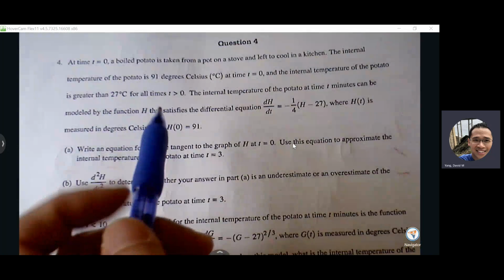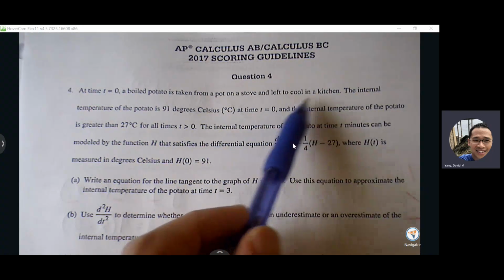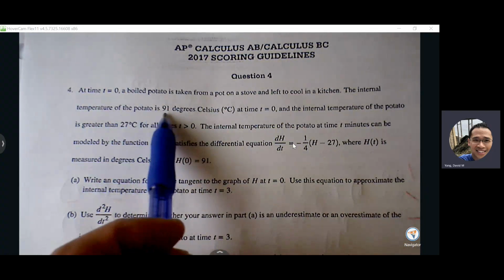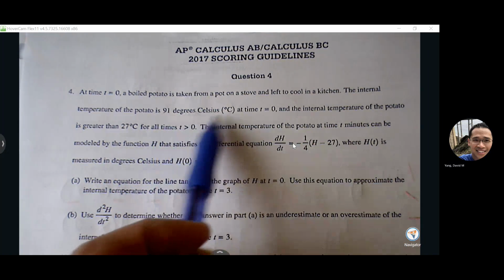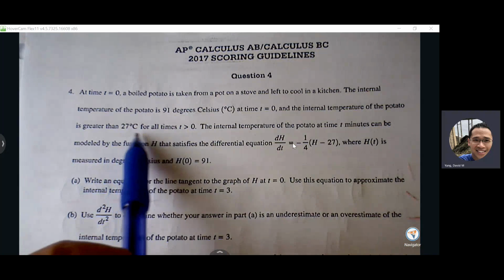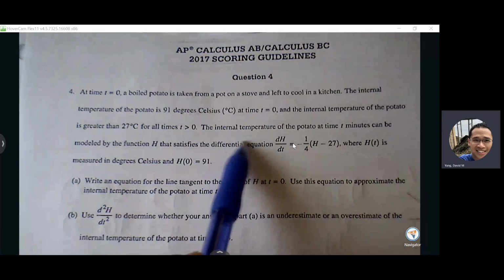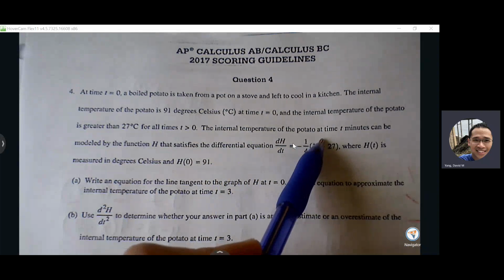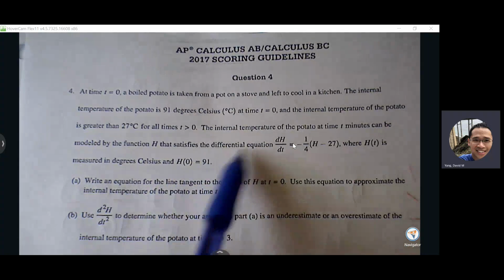At time t equals 0, a boiled potato is taken from a pot on a stove and left to cool in the kitchen. The internal temperature of the potato is 91 degrees at time t equals 0. And the internal temperature of the potato is greater than 27 degrees for all time t greater than or equal to 0. Don't have to worry about this. This is built into the formula. The internal temperature of the potato at time t minutes can be modeled by the function h that is satisfied by the differential equation.